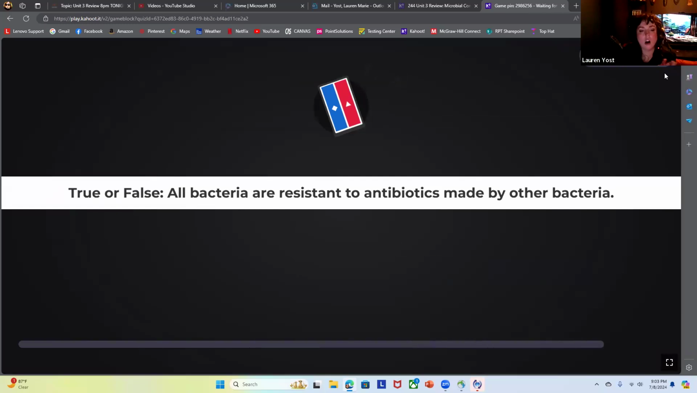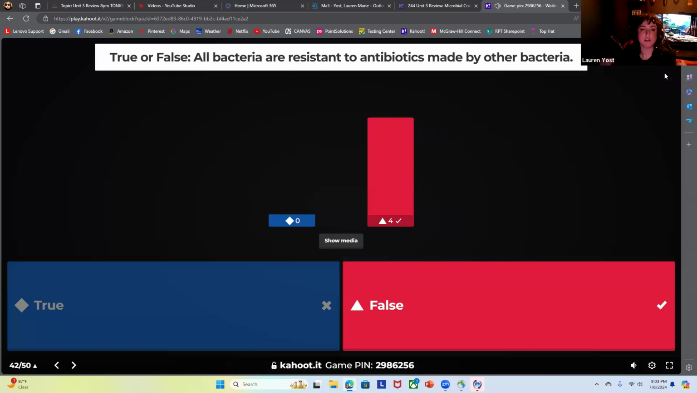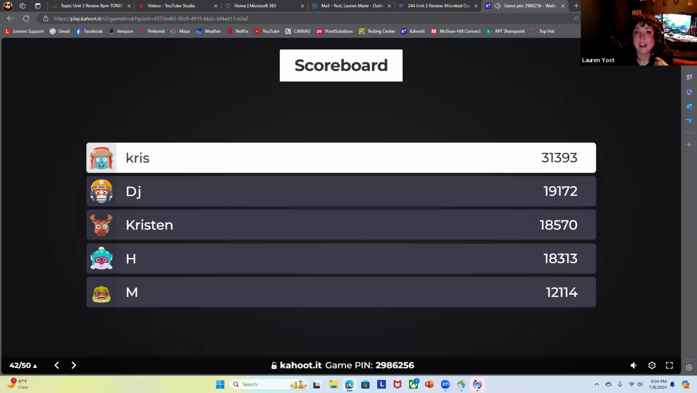So true or false, all bacteria are resistant to antibiotics that are made by other bacteria. Okay, exactly. So once you guys got this is false, it's false because this is literally where the concept of antibiotics even came from, right? So some bacteria make antibiotics to kill other bacteria, and that's like the point of them. So yeah, this was just a little bit of getting you thinking about taking a step back to the beginning.